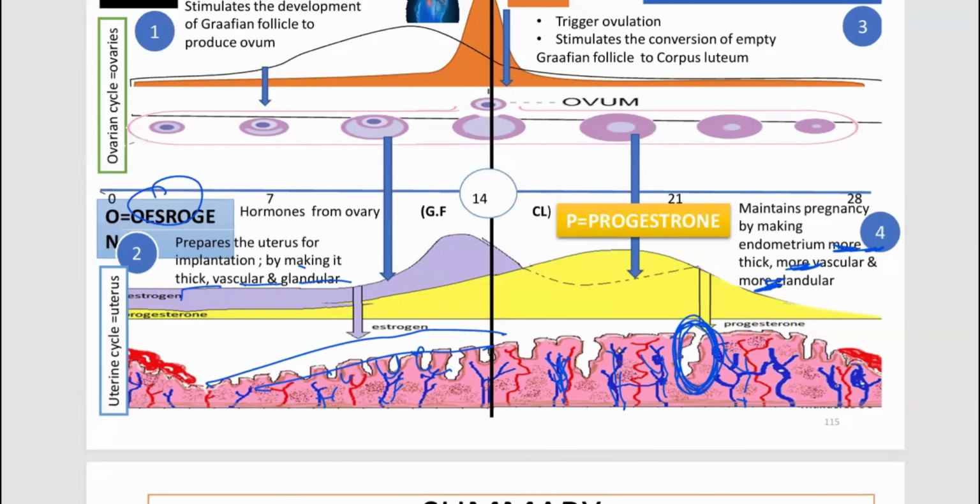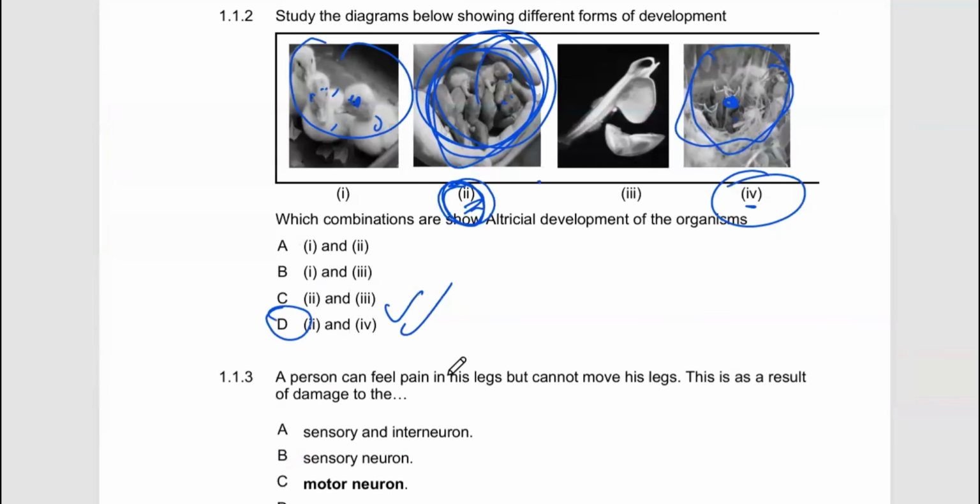If you compare this and this, you see these are big, more glandular, and then more thick. So that's why I say thicker. It was already thick, but it becomes thicker, more vascular. It's already vascular, but now it's more vascular, and more glandular. It was already glandular, but it becomes more glandular. That is the meaning of that.